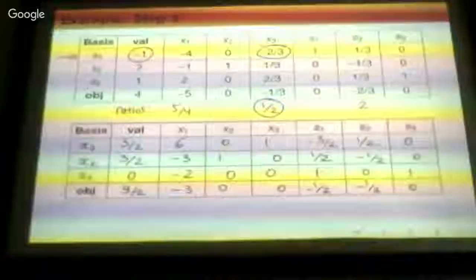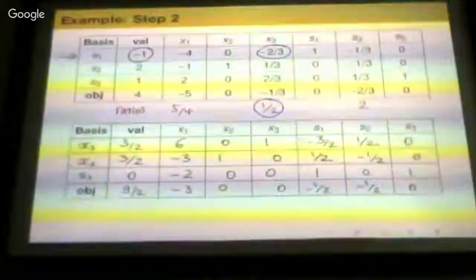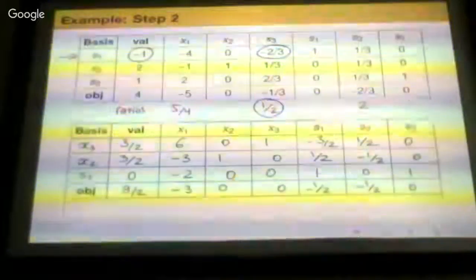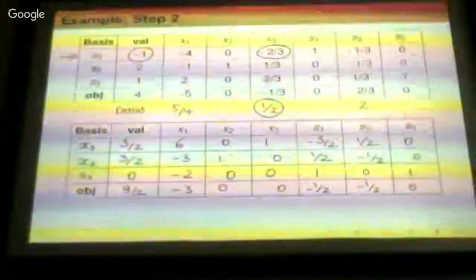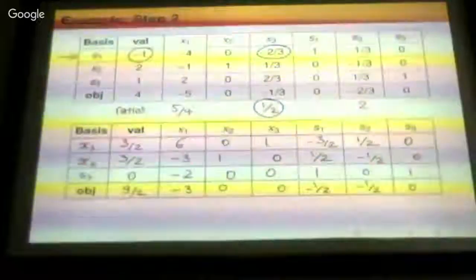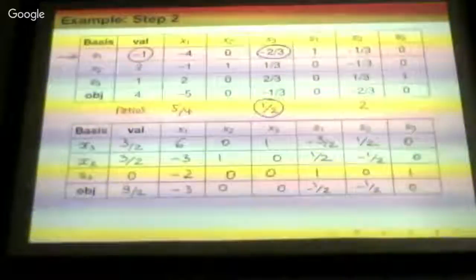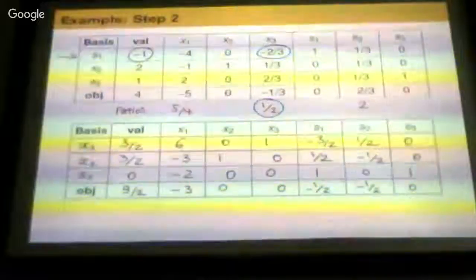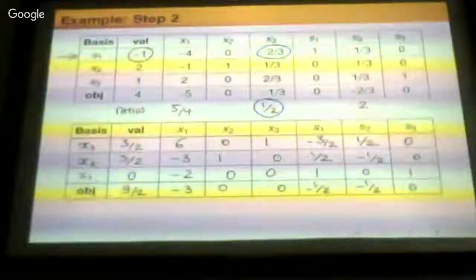Okay, so what do we do now? Good or bad? Another problem then? No? Now do we go and try and get rid of the negatives in the objective value? Right. The objective row. Why would we do that?